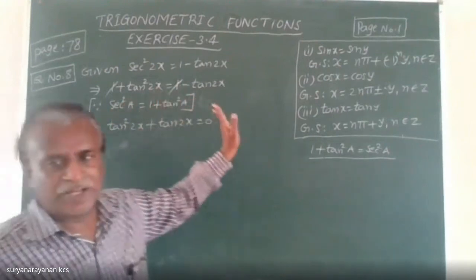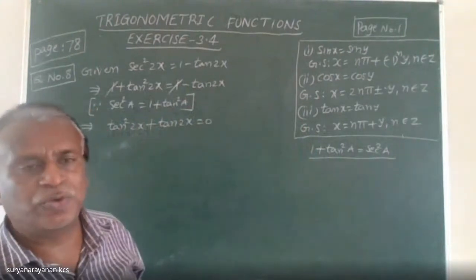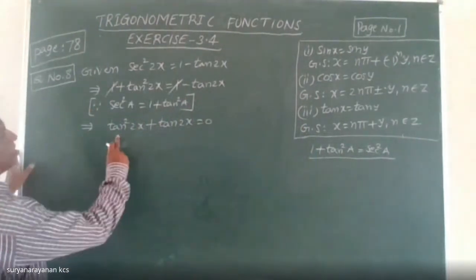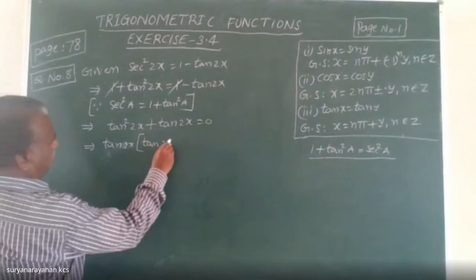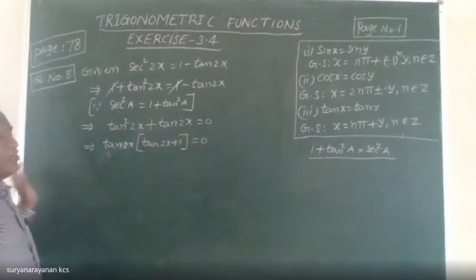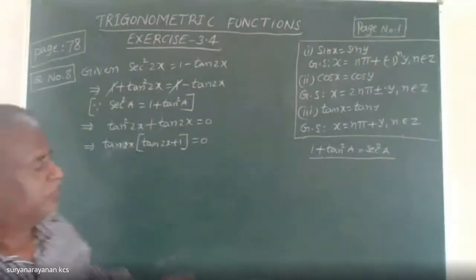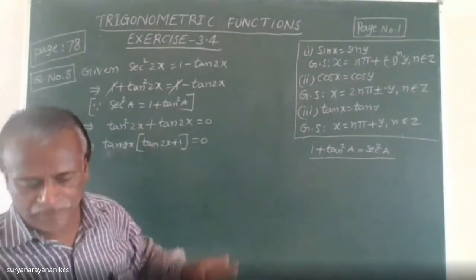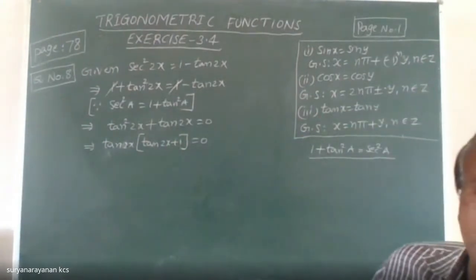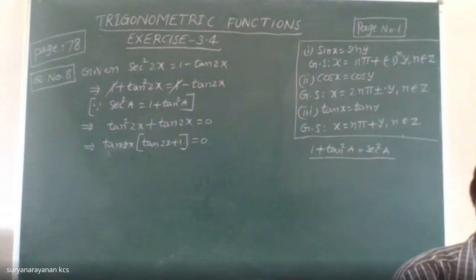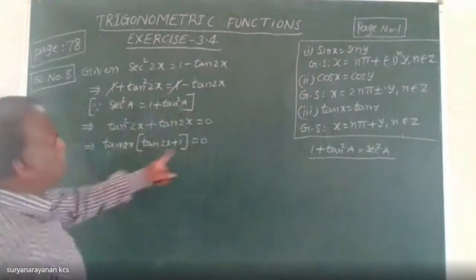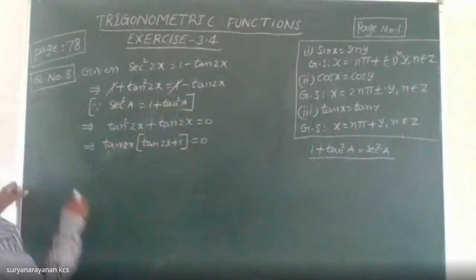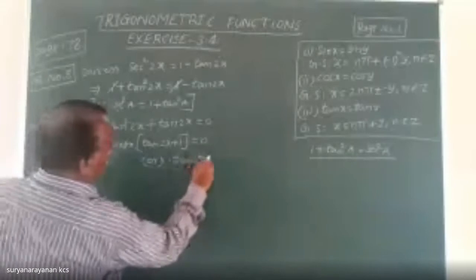Don't strike out tan 2x and tan 2x, my children. So, what is the common factor here? Tan 2x is a common factor. Yes or no? In these two terms, tan 2x is the common factor. Now find the solution. Tan 2x is equal to 0, or tan 2x plus 1 is equal to 0.